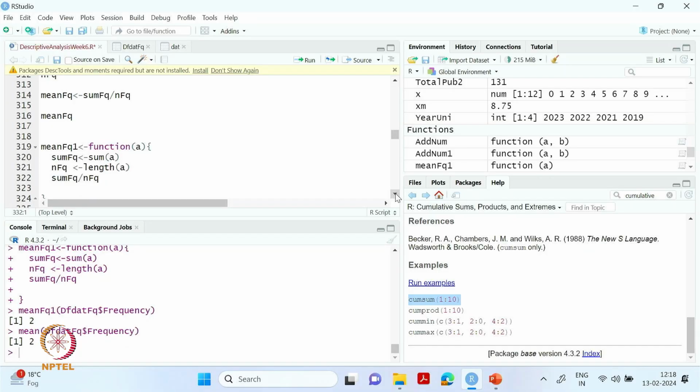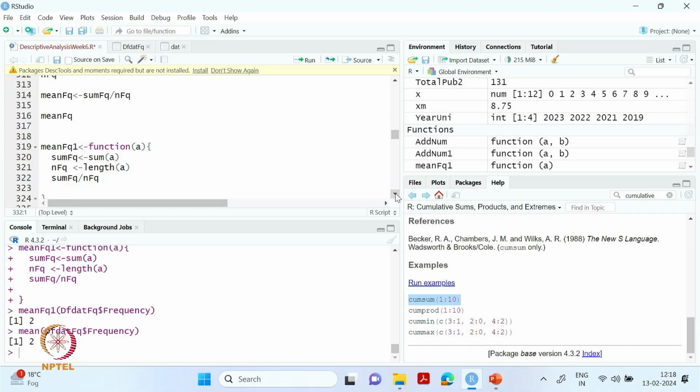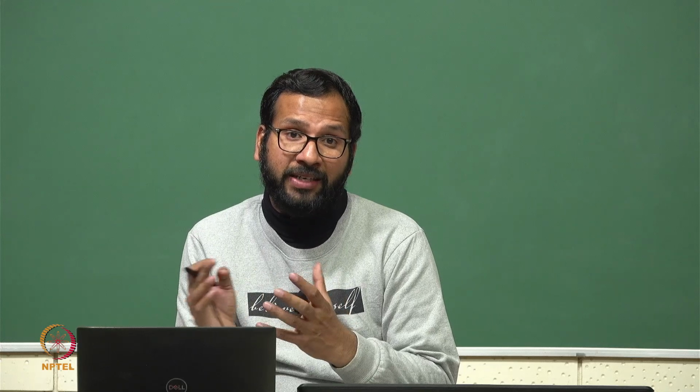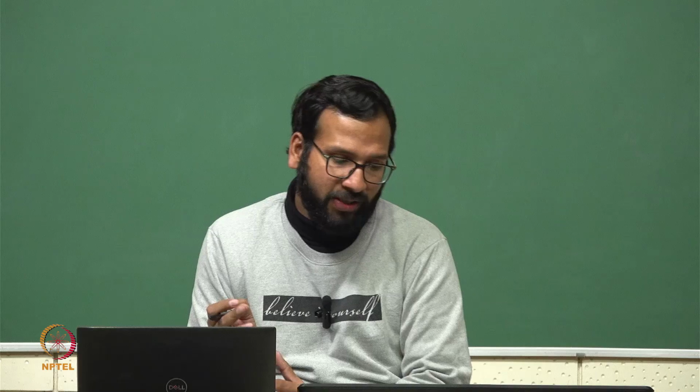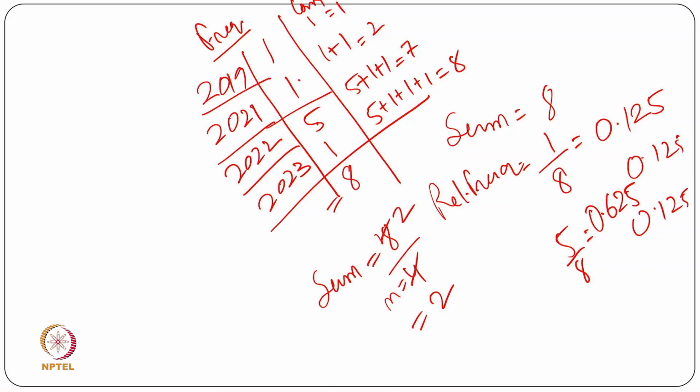Now we will discuss the second concept in the measures of central tendency, which is the median. Median is a kind of measure that is not affected by outliers or extreme values. For example, if you see in this particular data set, this 5 is an extreme value.